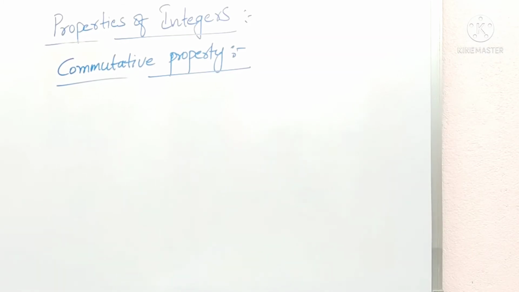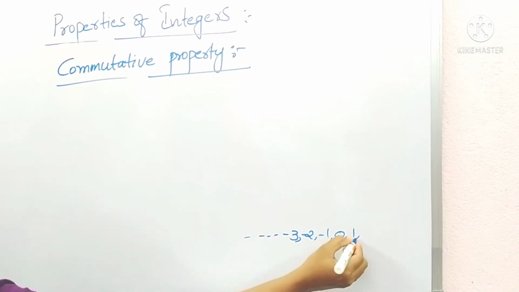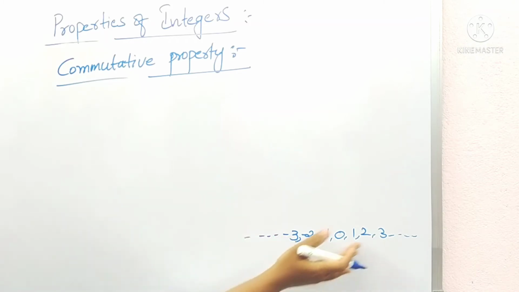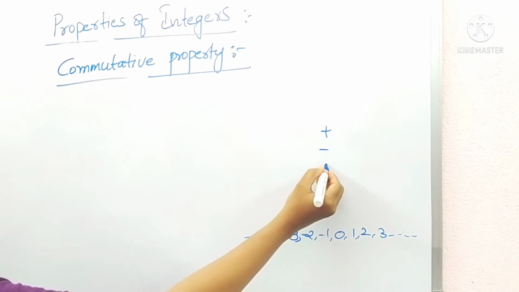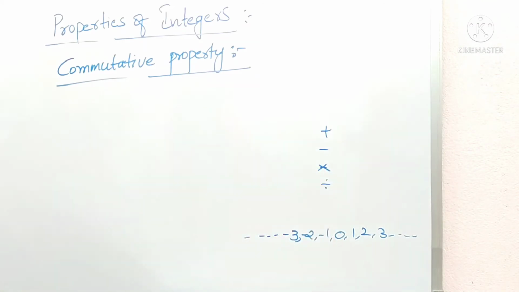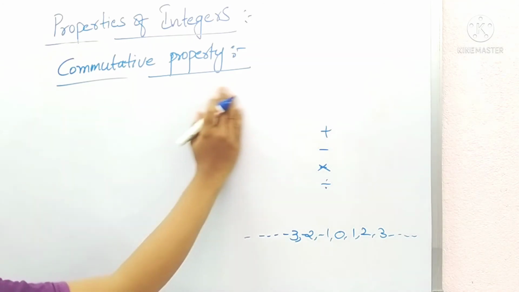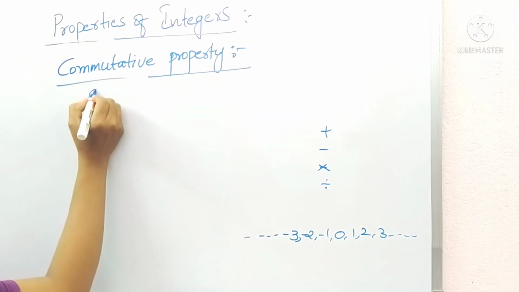Now we will see the commutative property of integers. So what are integers? Negative numbers, 0 and positive numbers are called integers. Integers are the collection of negative numbers, 0 and positive numbers, right? The four basic operations in mathematics are addition, subtraction, multiplication and division, right? So we will see the commutative property under addition first.